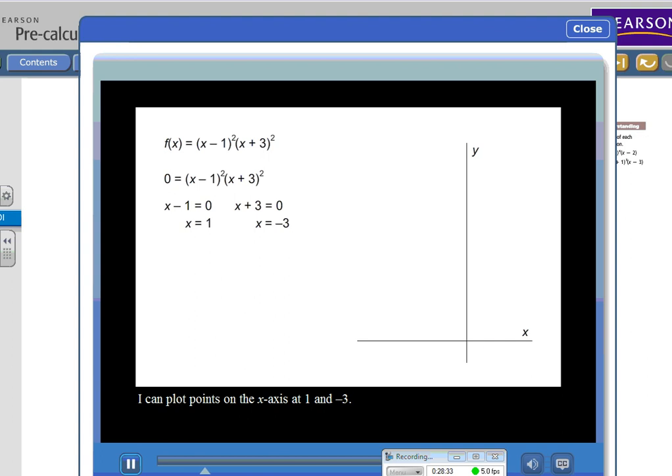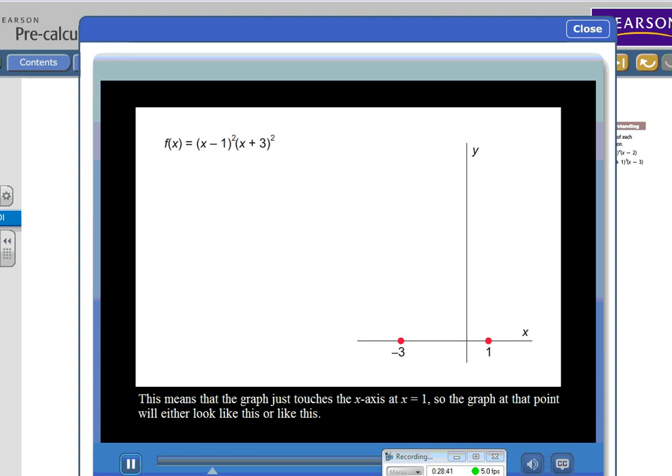I can plot points on the x-axis at 1 and negative 3. The 0, 1 has multiplicity 2. This means that the graph just touches the x-axis at x equals 1. So the graph at that point will either look like this or like this. The 0, negative 3 also has multiplicity 2. This means that the graph just touches the x-axis at x equals negative 3. So the graph at that point will either look like this or like this.